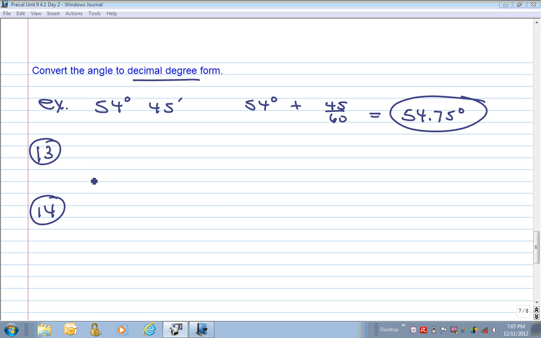All right, now you're going to have 2 examples to do and practice on your own and bring to class tomorrow. These are your 2 examples. I want you to convert to decimal degree form 45 degrees 10 minutes, and negative 128 degrees 30 minutes. And I will check our answers tomorrow.